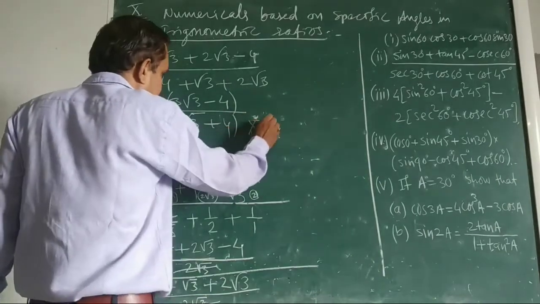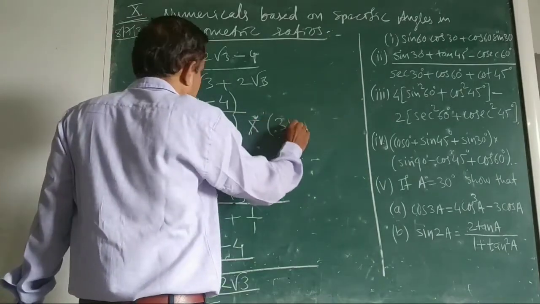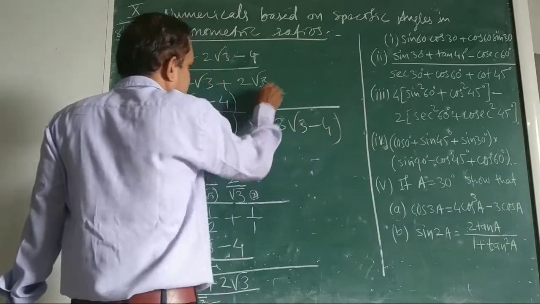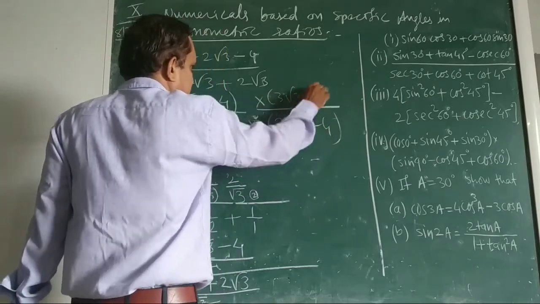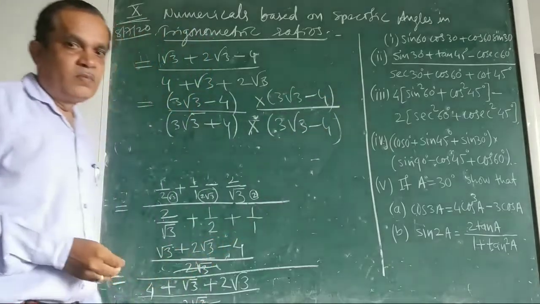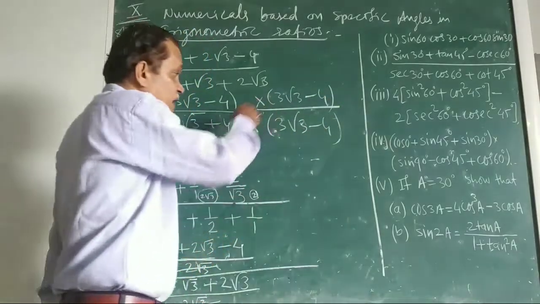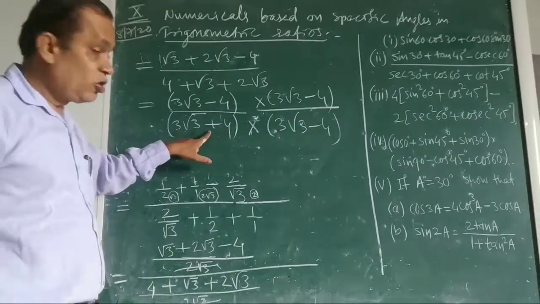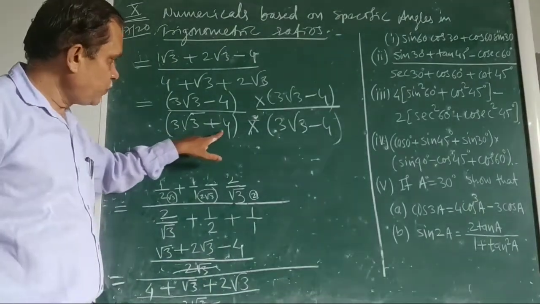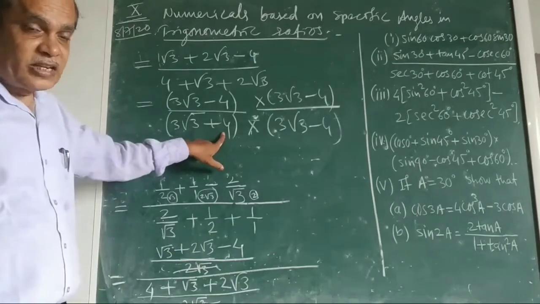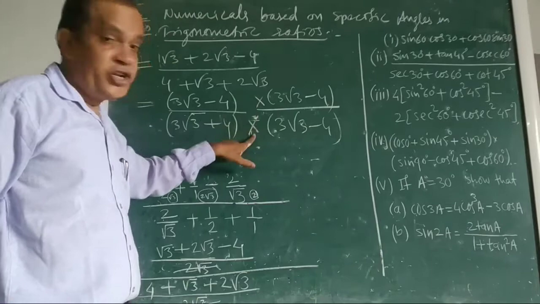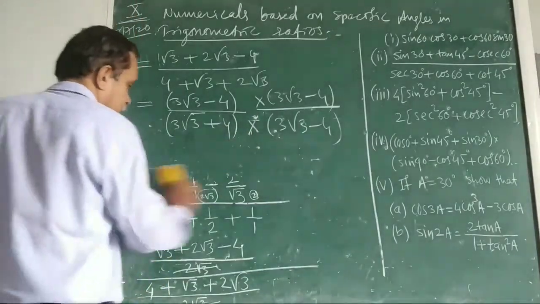Rationalize the denominator. 3 root 3 minus 4 multiplied by 3 root 3 minus 4. Multiply numerator and denominator by the rationalizing factor of denominator. What is denominator? 3 root 3 plus 4. So its rationalizing factor is 3 root 3 minus 4. Multiply both numerator and denominator. Now see, we are putting it.